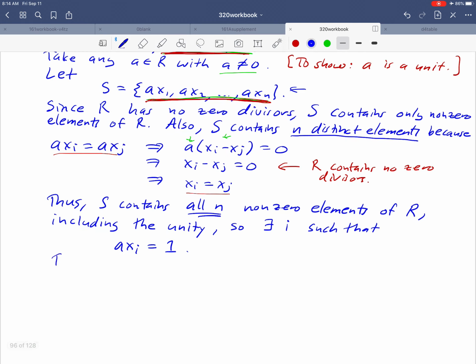But this is a commutative ring, so if a times xi is equal to 1, that means that xi times a is also equal to 1, and notice what that says. We have just proven that a has an inverse under multiplication. The element xi is the inverse of a. So a is indeed a unit. And a was an arbitrary non-zero element in our ring, so we've just proven that every non-zero element has an inverse under multiplication. And that completes the proof that R is a field.